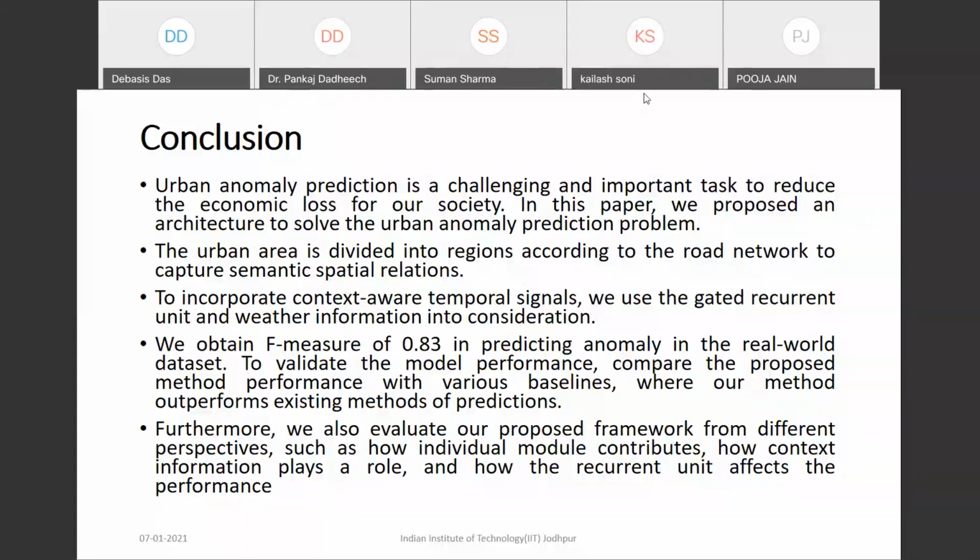Further, we evaluate our proposed framework from different perspectives: how each individual module contributes, because we integrated the final results. Some modules contribute more, some contribute less, and we check how the context information plays a role, because our datasets come from different environments.